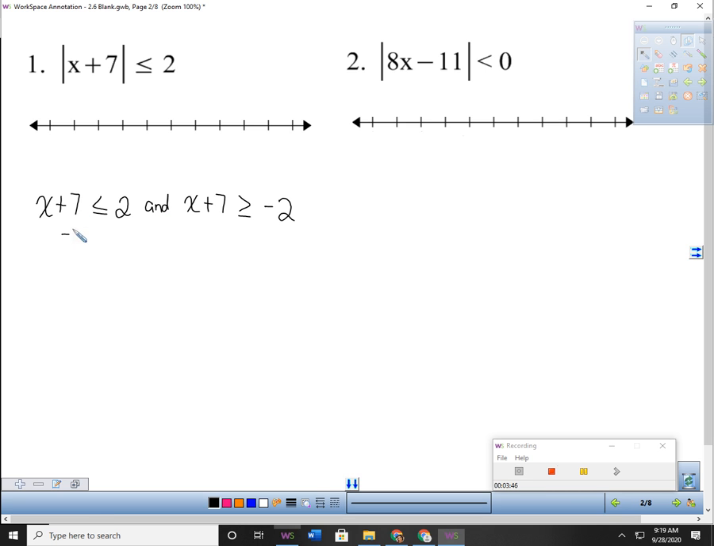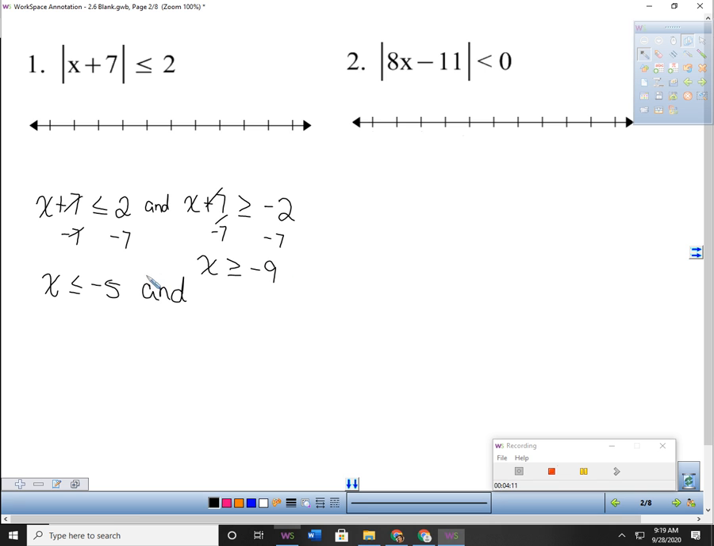Alright, so we're going to solve. I've got positive 7 over here, so I'm going to subtract the 7. So x is less than or equal to negative 5. And I'm going to do the same thing over here. Subtract the 7. X is greater than or equal to negative 9.